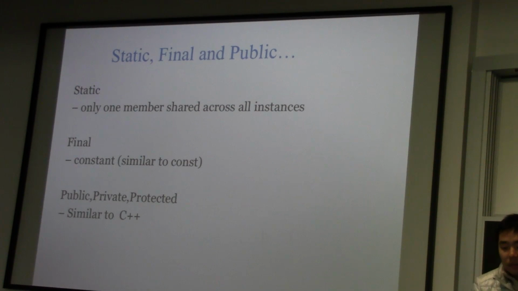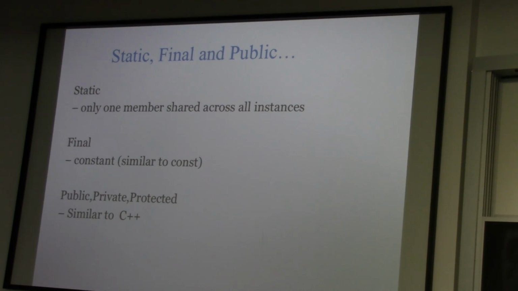Okay? Some points on the meaning of static, final, and public. This is universally true for pretty much literally any object-oriented programming language, right? So if you have experience with some object-oriented programming language, you should have no trouble understanding this, right? Static means that it's one member shared across all instances of that class. Either this is a static member variable or static member function. So once it's static, it's shared across all instances of that class. Does that make sense?